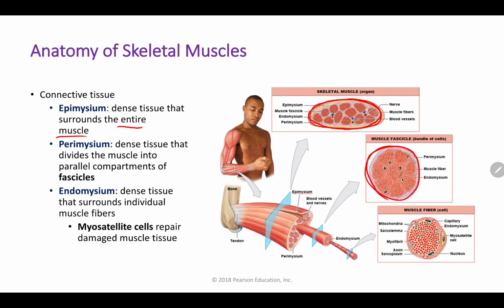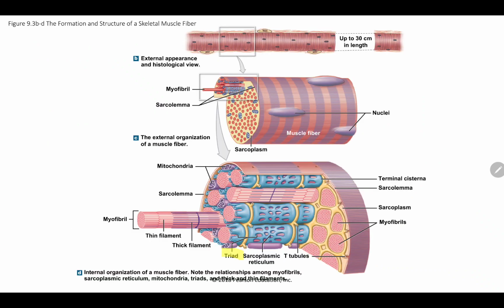And again, a muscle fascicle is a bundle of muscle cells. And then if we look a little bit deeper, we have the endomysium. The endomysium is this dense connective tissue that surrounds an individual muscle fiber. So we have epimysium covering the entire muscle, perimysium covering a muscle fascicle, and then endomysium covering an individual muscle cell.